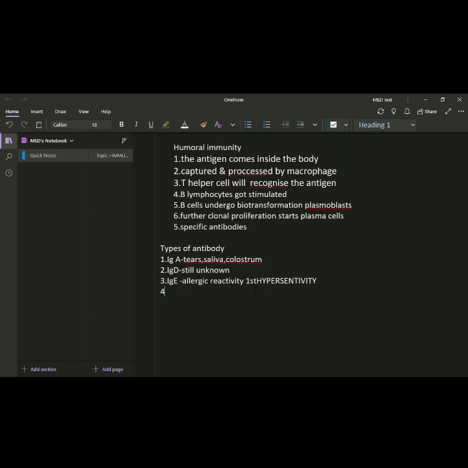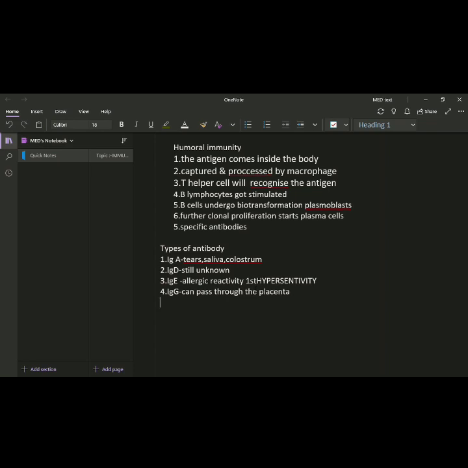The next type is IgG. This IgG has 4 subclasses. It will provide long-term defense from antigens. It can pass through the placenta, providing immunity to the fetus. So this point is very important to note, that the IgG antibody can pass through the placenta and provide immunity to the fetus.